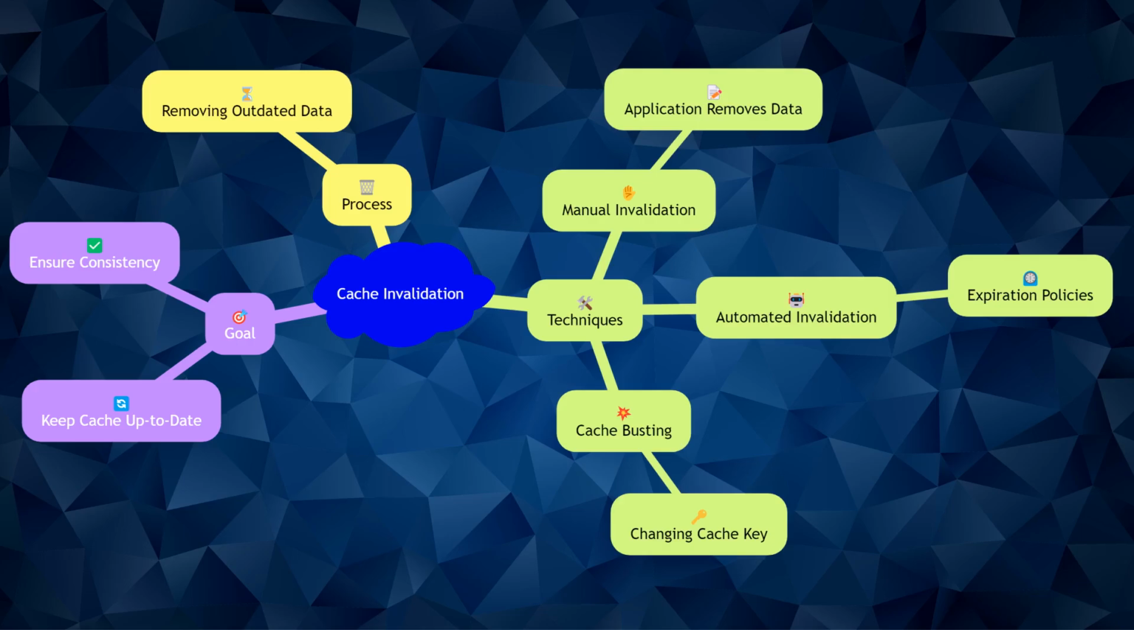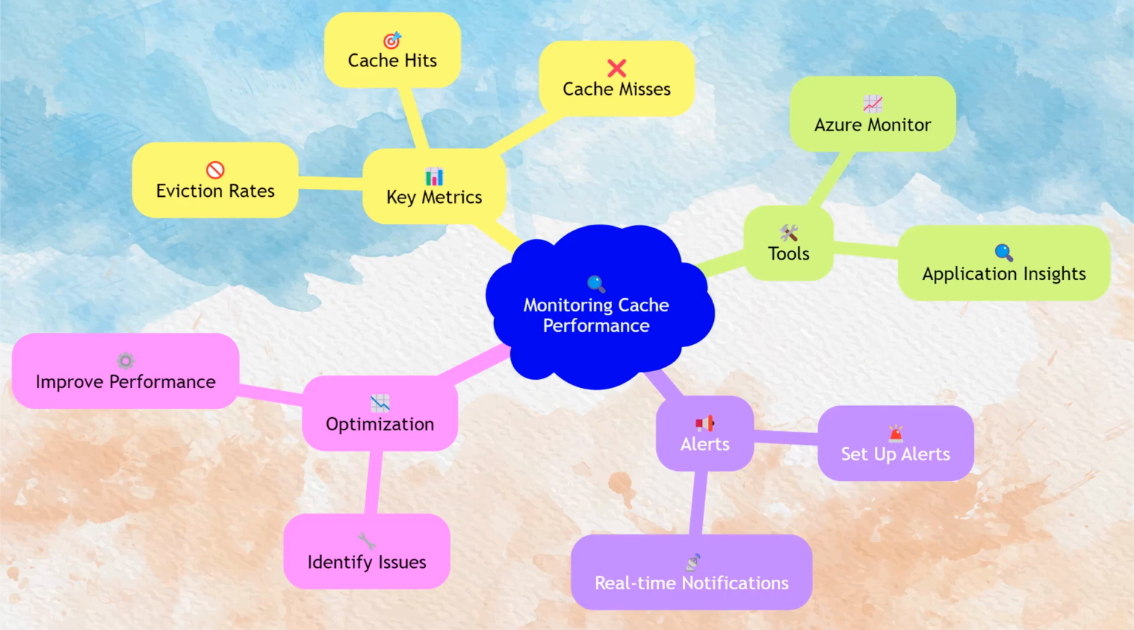Cache invalidation is the process of removing outdated or stale data from the cache. Techniques for cache invalidation include manual invalidation, where the application explicitly removes data from the cache, and automated invalidation, which relies on expiration policies. Another technique is cache busting, which involves changing the cache key to force a refresh of the cache data. Effective cache invalidation ensures that the cache remains up to date and consistent with the underlying data source.